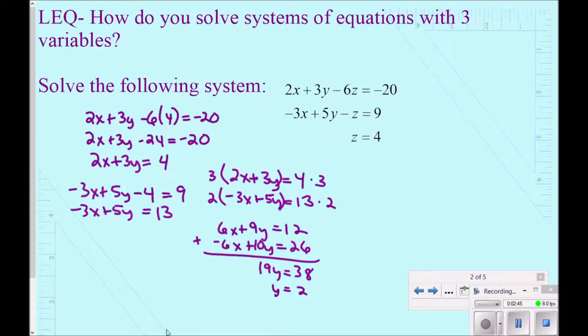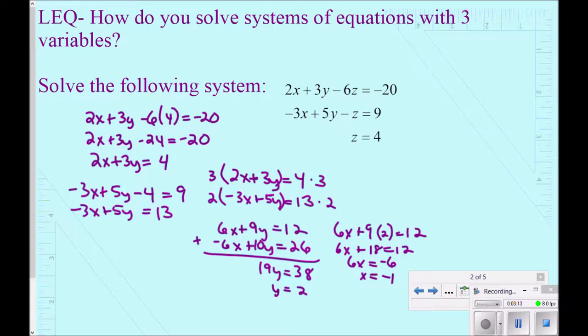Now that I have 2 of the 3 variables, I'm going to substitute back in to get the third variable x. The other option, which would take a little bit more work, is to put the 2 variables into one of the 2 originals and solve for x that way. But I'm going to put it in the 6x plus 9 times y, which is 2, is equal to 12. So 6x plus 18 equals 12. So 6x equals negative 6, which means x equals negative 1.